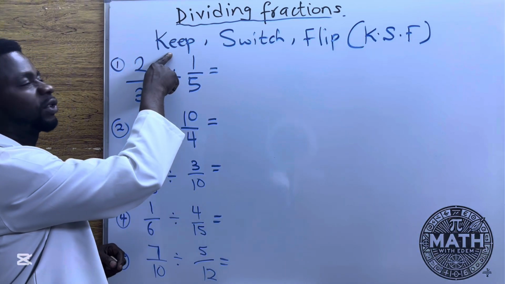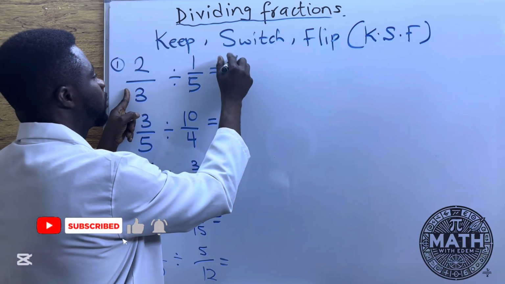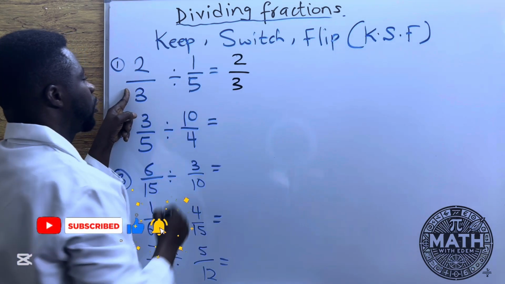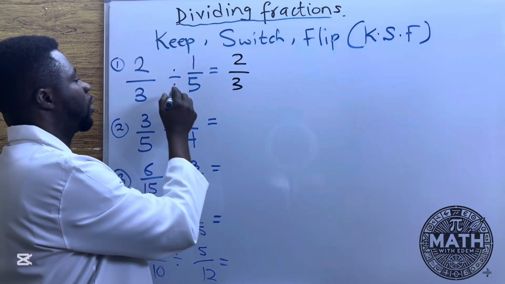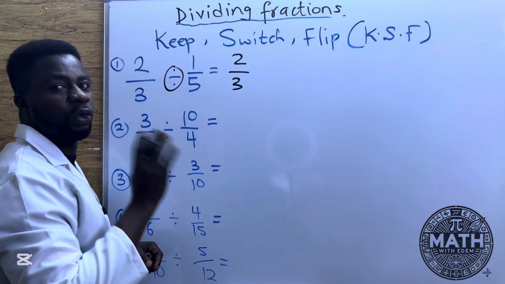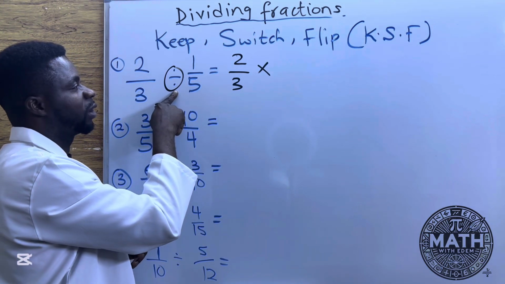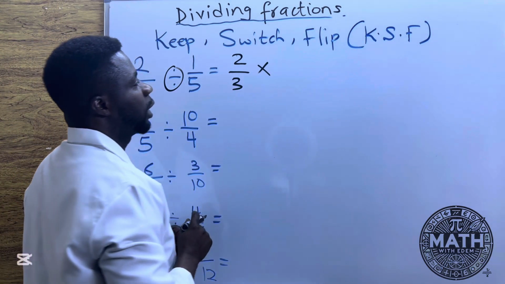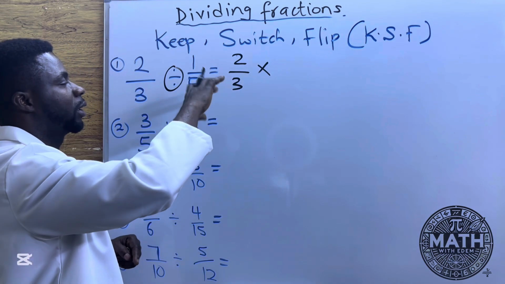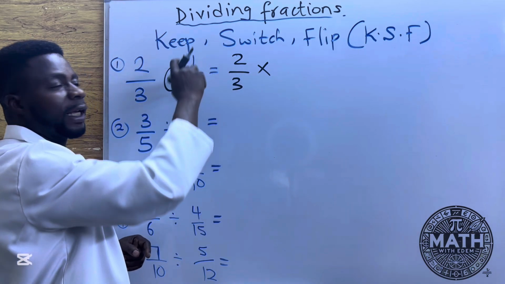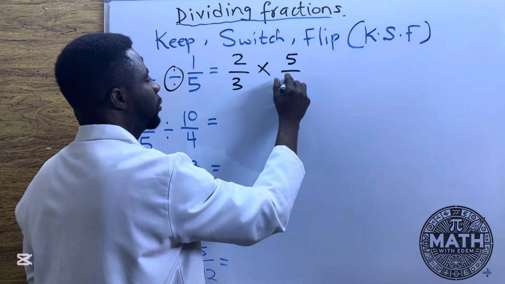The first step is to keep. We are going to keep the first fraction. So we have 2 over 3. The next step is to switch. Because this is division, we are going to switch from division to multiplication. That's what we have done. And then the next step is to flip. We are flipping the fraction. That is bringing the numerator down and taking the denominator up. So that is going to be 5 over 1.